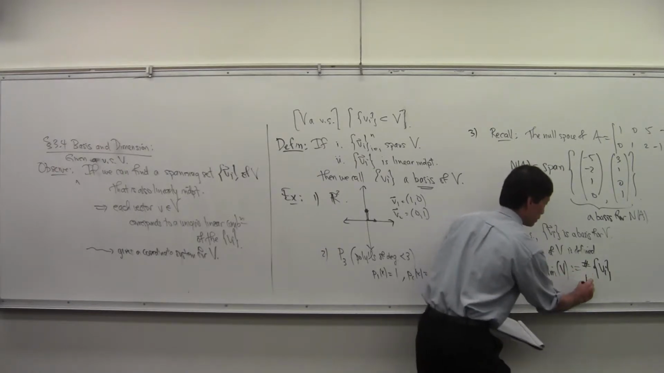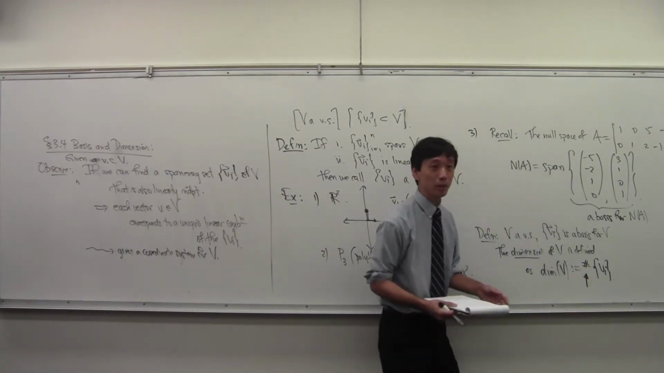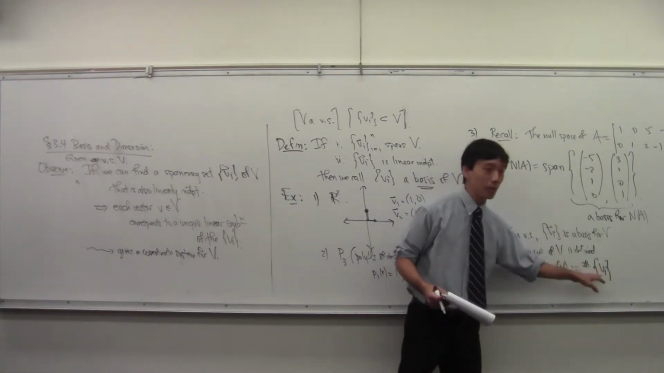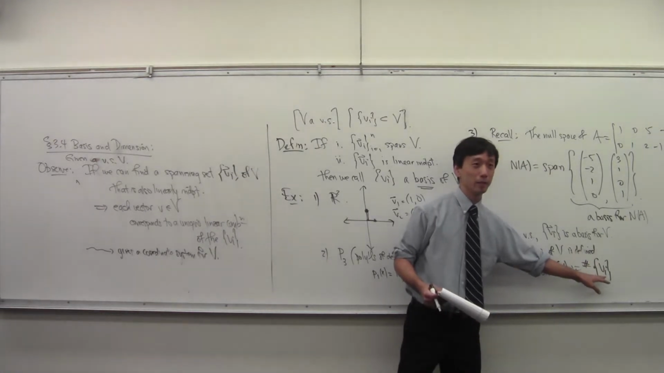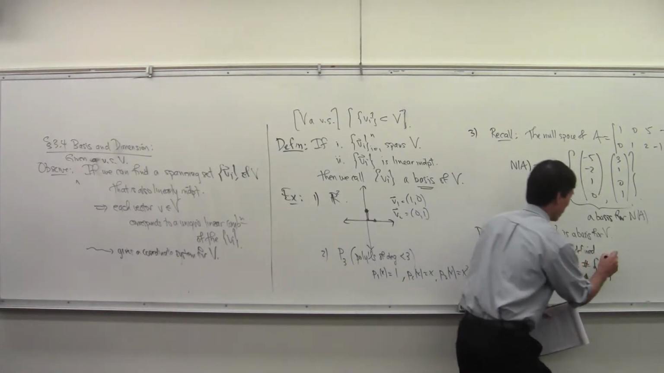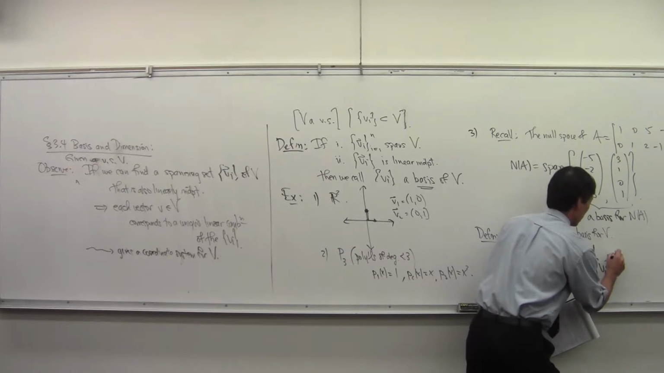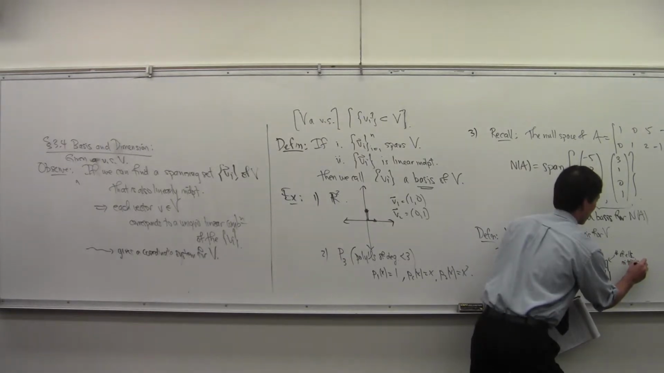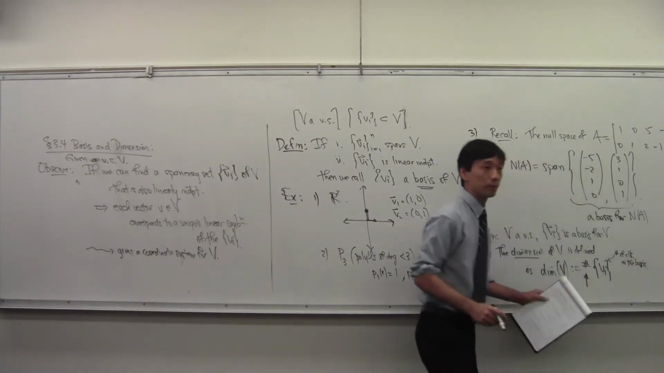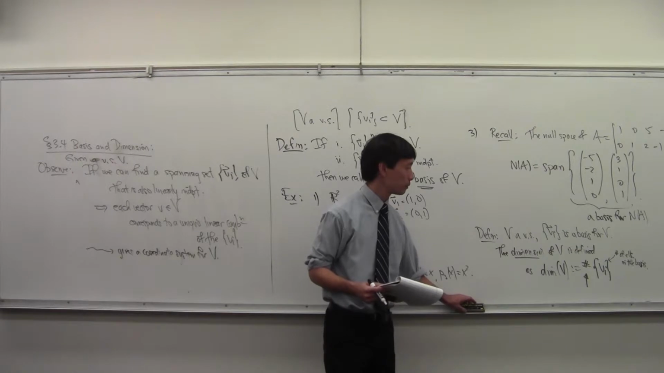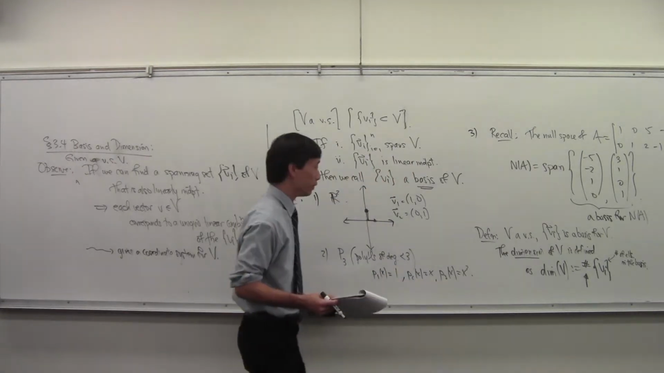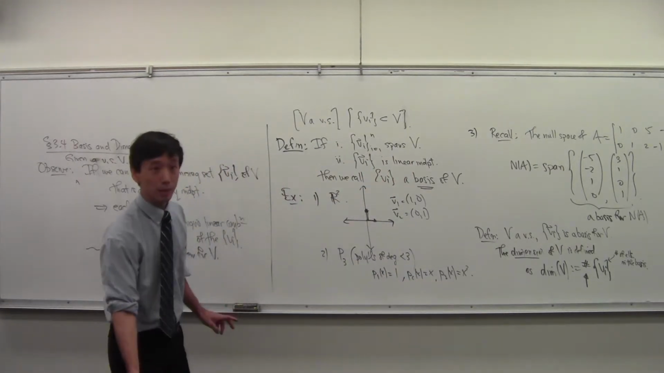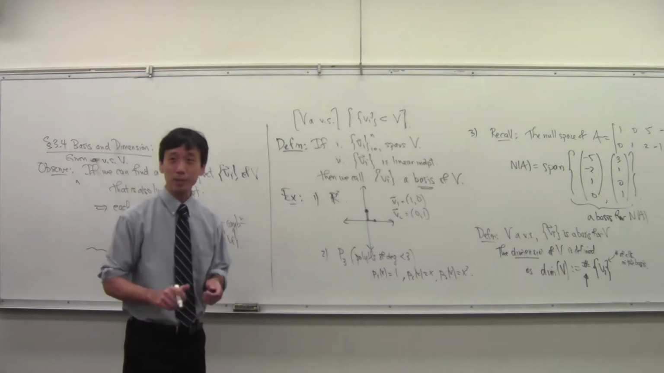This symbol here, number, we use to say the number of elements in the set. So the dimension is defined to be the number of elements in a basis.